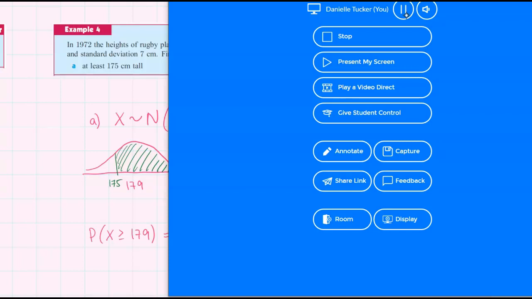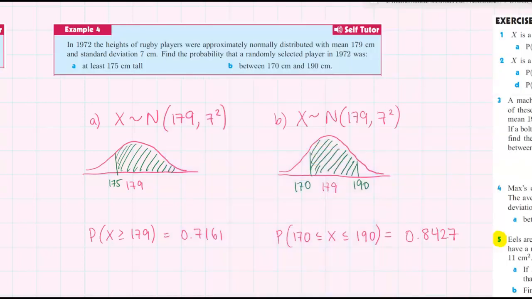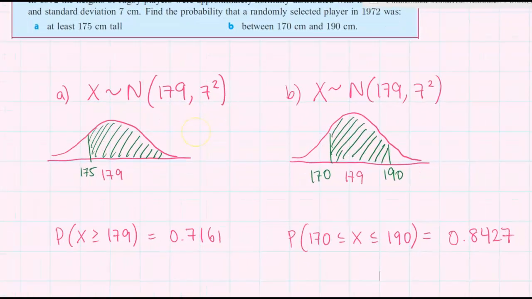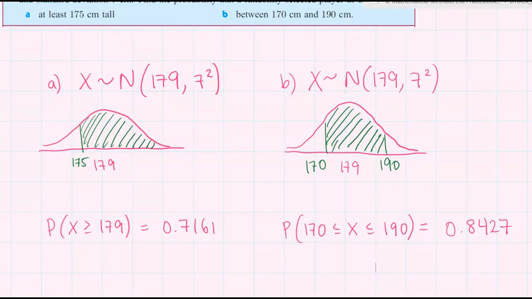You need your diagram. You should be defining what your variable is, so you have X is distributed normally with mu comma sigma squared. Then we have our diagram where we label the area we are calculating. We say using GDC, and then we clearly define the probability that we are looking at. Easy communication marks to lose, so please take some note.